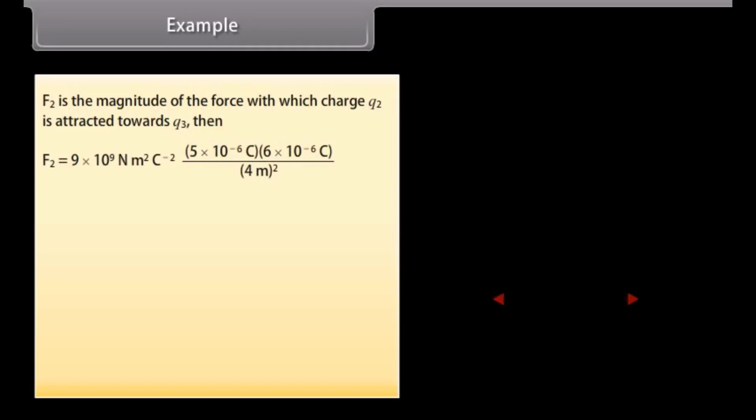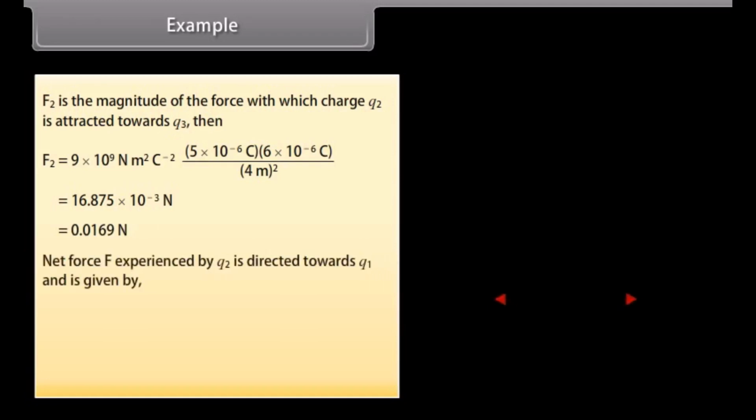Put the values in the above equation, we get F2 is equal to 16.875 into 10 raised to the power minus 3 Newton, which is equal to 0.0169 Newton. Net force F experienced by Q2 is directed towards Q1 and is given by F is equal to F1 minus F2, which equals 0.045 minus 0.0169 Newton, which is equal to 0.0281 Newton.